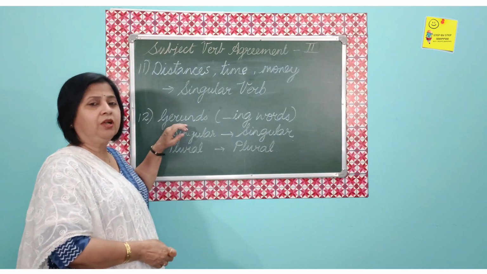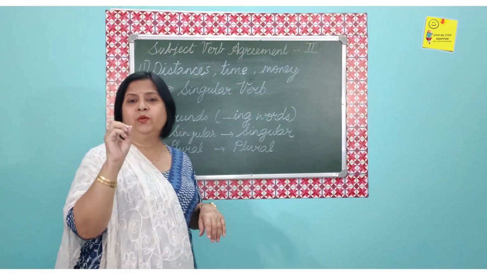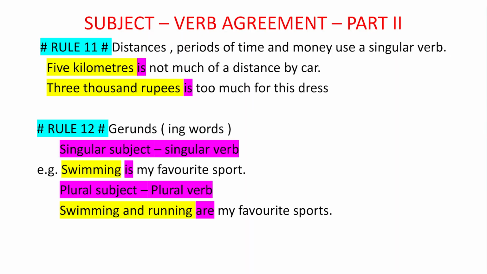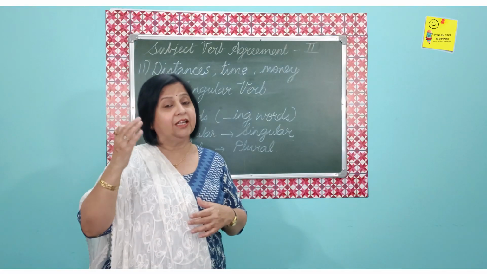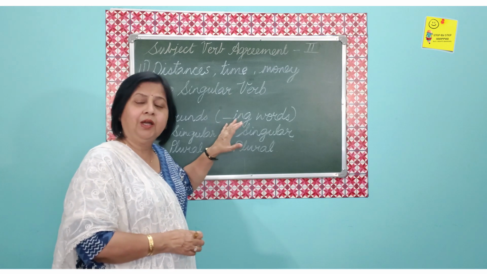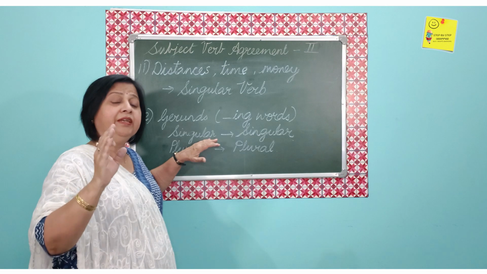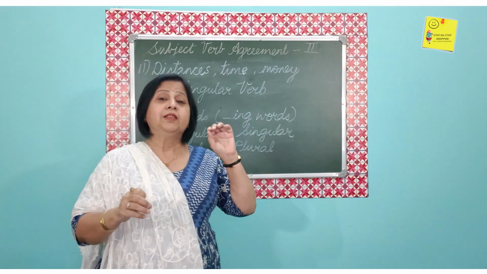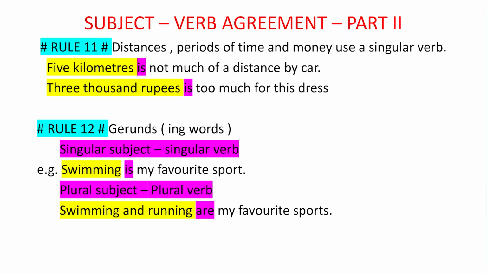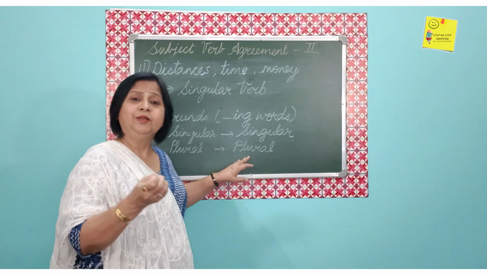Rule number 12 talks about gerunds. Now, gerunds is a new word. All words that end with ing, playing, singing, running, swimming, dancing, are called gerunds. We shall be covering gerunds again in another topic solely dedicated to this. For now, just remember that ing words are called gerunds. And for gerunds, we have the simple rule that we began with in part 1: a singular gerund will take a singular verb, and if the sentence contains 2 gerunds, then they'll take a plural verb.